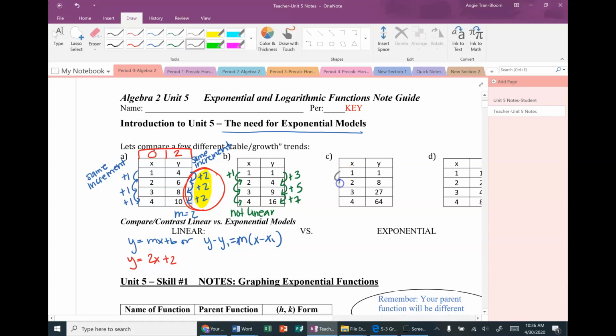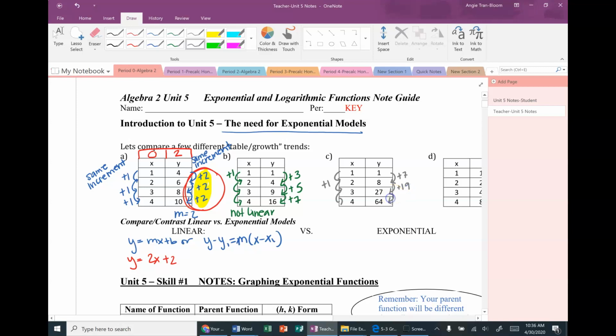X has an increment of 1. Perfect. We always want it to be the same increment if we are to identify it as linear. Now on Y, this is plus 7. This is an addition of, let's see, 27 take away 8. Ooh, that's definitely not 7. So that's going to be what? 19? Okay, so plus 19.